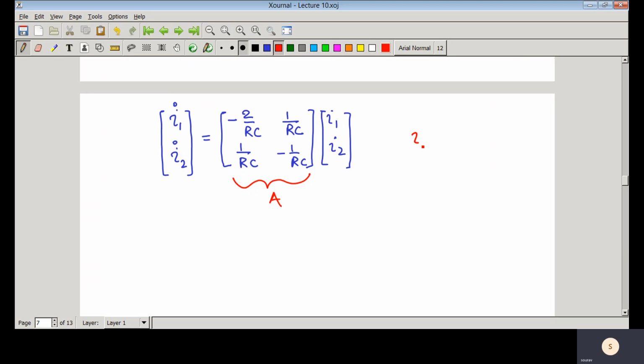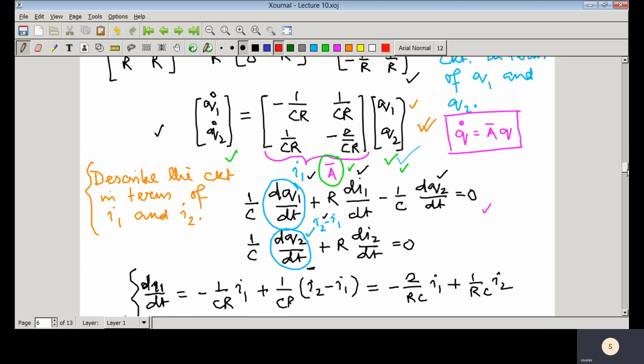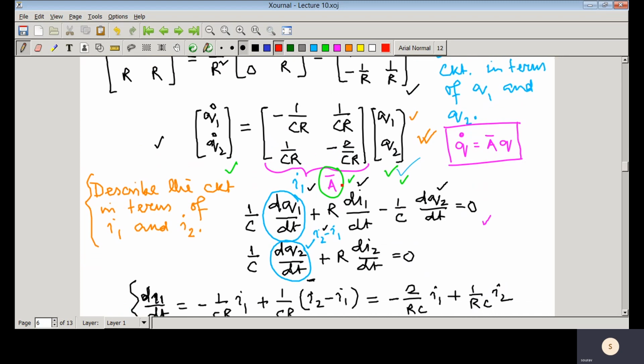That means you can say that if I is that state vector, then dI by dt is equal to AI. So this is one state equation you have, and if you define this matrix as A bar, then you have another state equation, that is Q dot equal to A bar into Q.